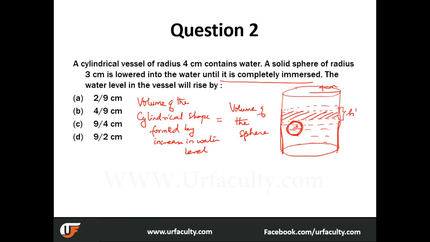Then what is the next step? Pi r square, I'll keep it as volume of cylinder. So since it is cylindrical, I'll take r, which is 4 centimeter here.